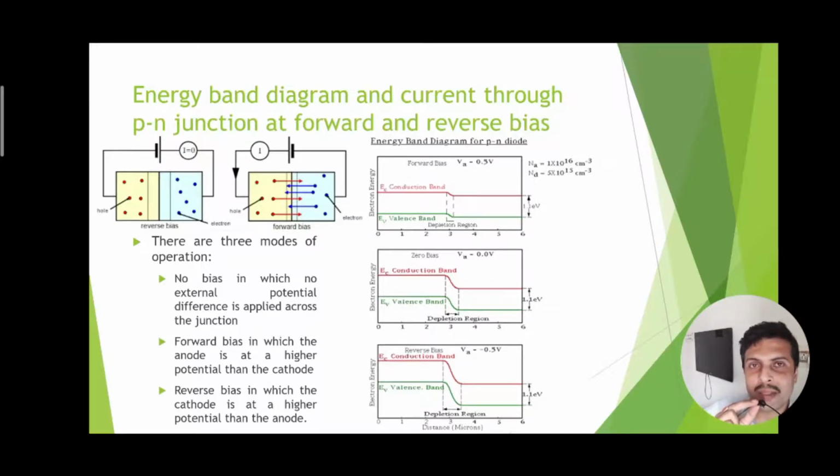So under this condition, what happens? The holes in the P side are attracted towards the negative terminal of the battery, and the electrons from the N side are attracted towards the positive terminal of the battery. As the electrons are attracted towards the positive terminal, they leave the donor ions uncovered at the depletion region. Similarly, holes leave acceptor ions uncovered as they move towards the negative terminal. Therefore, the width of the depletion region increases under reverse bias.